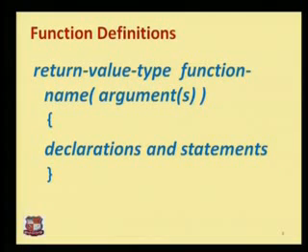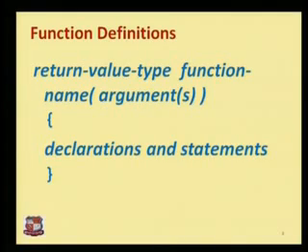Arguments can be formal parameters or actual parameters. They can be different, but most of the time we use the same type of arguments for passing the values. Then in the curly braces we have declarations and statements. Declarations and statements define that particular operation.